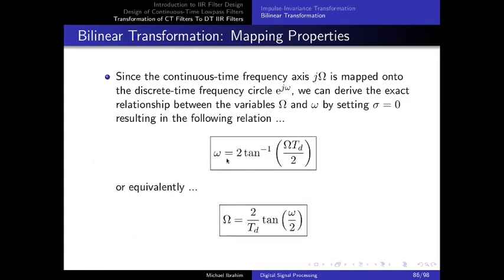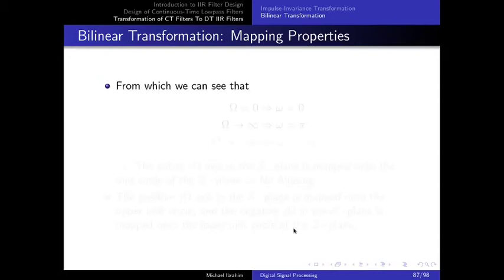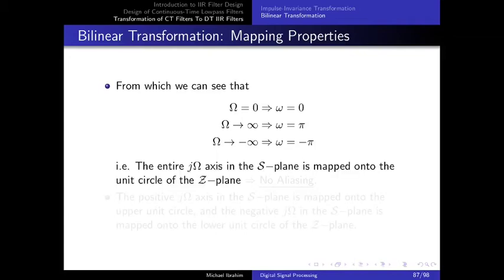Omega small is equal to 2 tan minus 1 of omega Td over 2, or capital omega is equal to 2 over Td tan of omega by 2. From which we can see that if capital omega is 0, lowercase omega is 0. If capital omega goes to infinity, omega small goes to pi. If capital omega goes to minus infinity, omega small goes to minus pi. So the entire j omega axis in the s domain is mapped onto the unit circle. And this means we do not have aliasing in frequency.